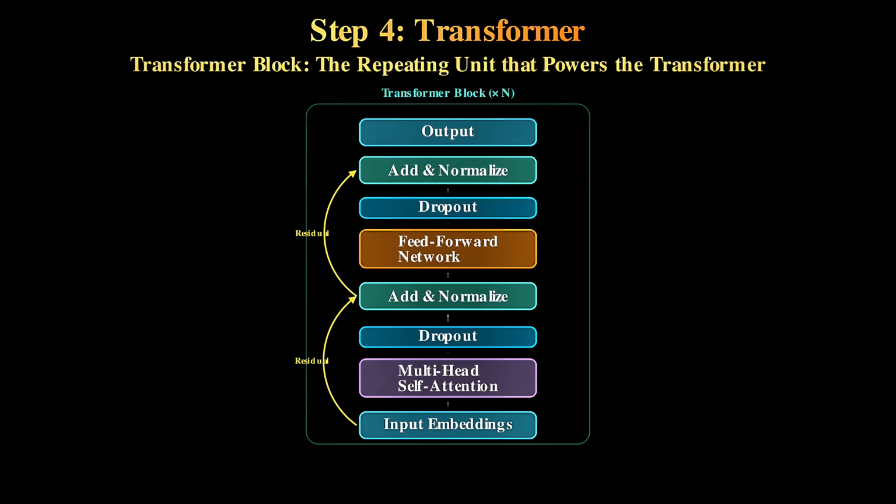Notice these yellow arcs on the side. These are residual connections. They carry the original signal directly past each sublayer. This prevents information loss and lets gradients flow smoothly during training. Think of them as information highways.